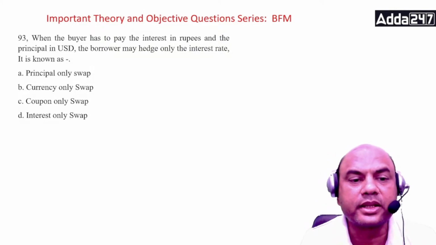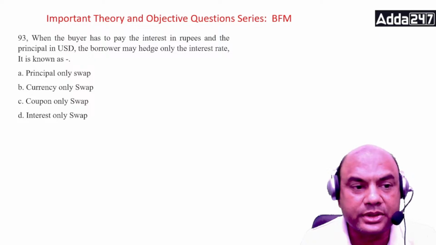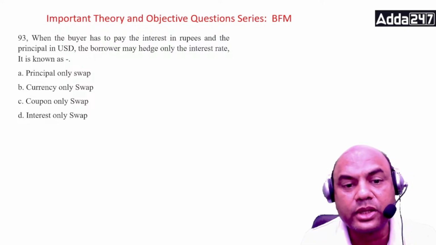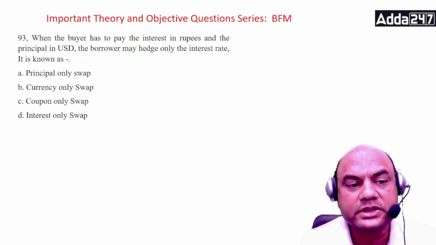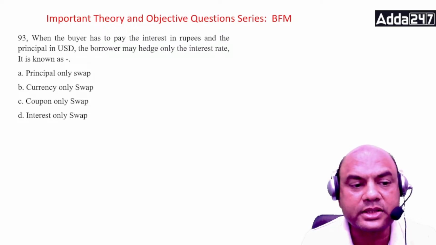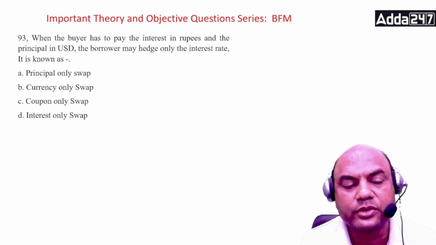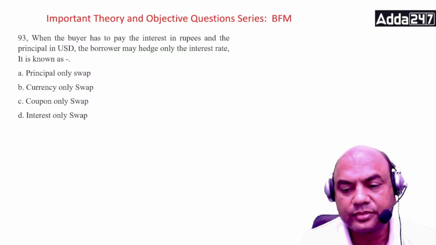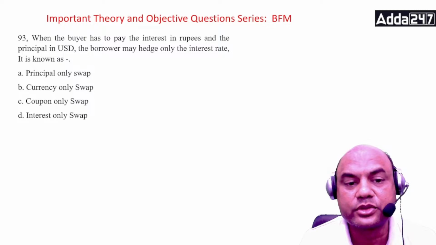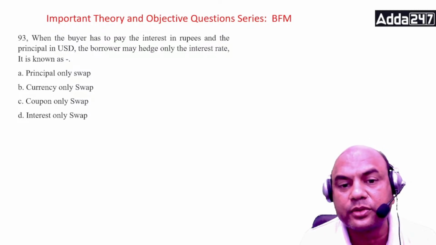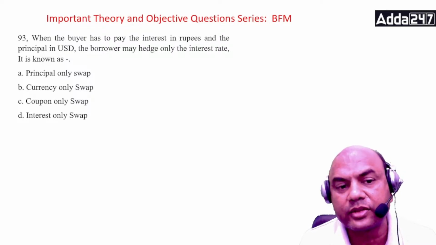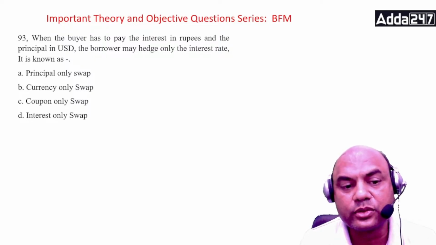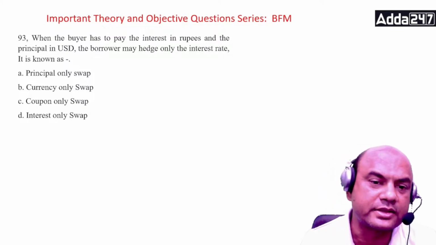When the buyer has to pay the interest in rupees and principal in USD, the borrower may hedge only interest rate. It is known as principal only swap, currency only swap, coupon only swap or interest only swap. What is this called? See here, the buyer has to pay the interest in rupees and principal in USD. So this borrower may hedge only the interest rate. It is known as what?